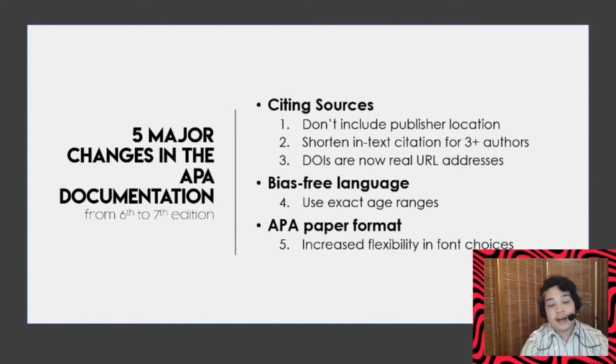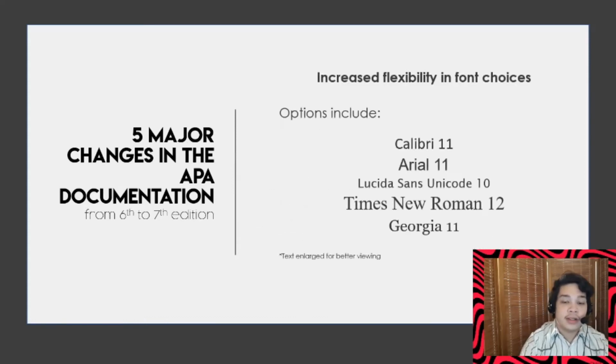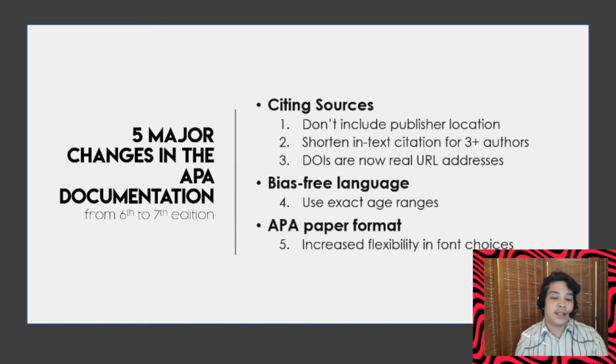So for the final, the fifth major change in the APA documentation is part of the APA paper format, which includes increased flexibility in font choices. The font choices now for the 7th edition include Calibri 11, Arial 11, Lucida Sans Unicode 10, Times New Roman 12, and Georgia 11. Notice that the text here is enlarged for better viewing. So that is it for the five major changes in the APA documentation from 6th to 7th edition.